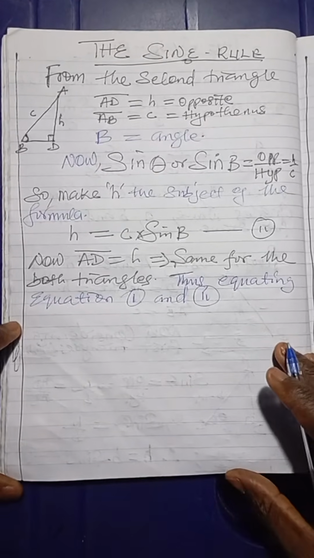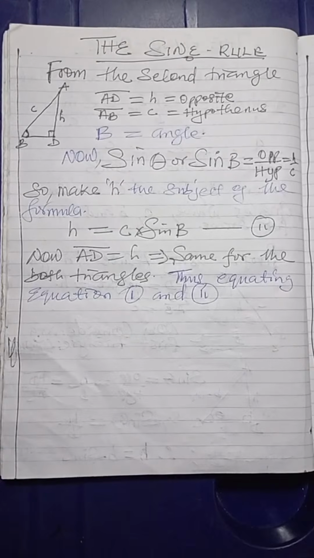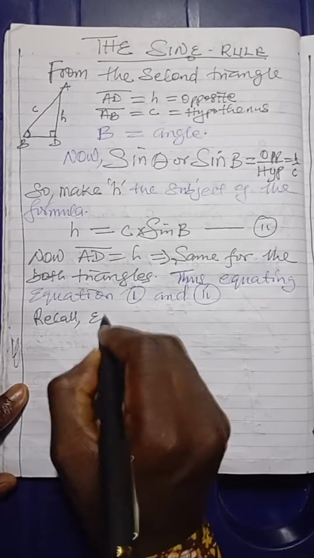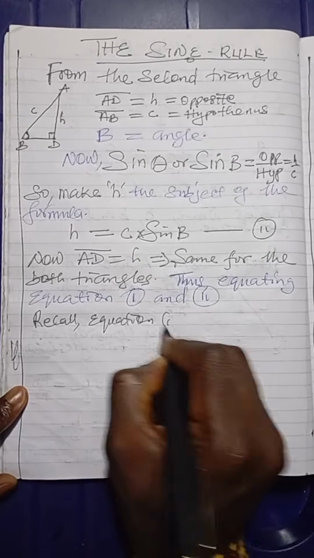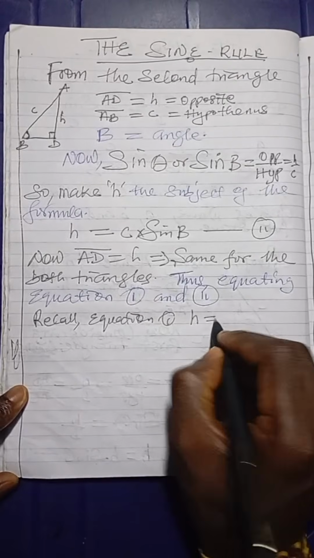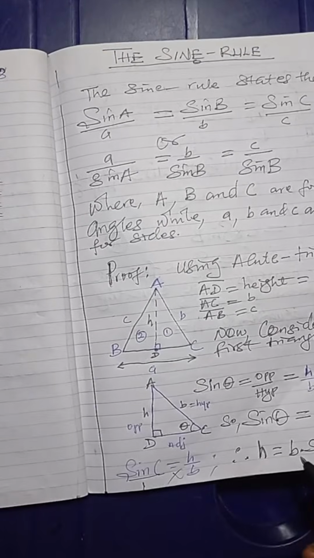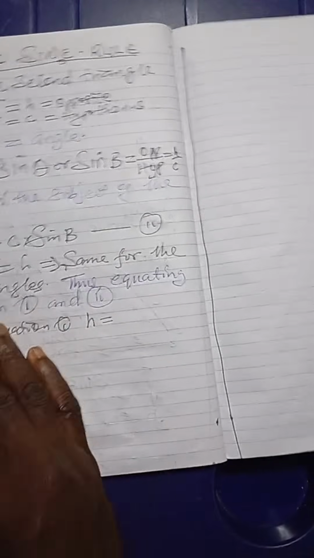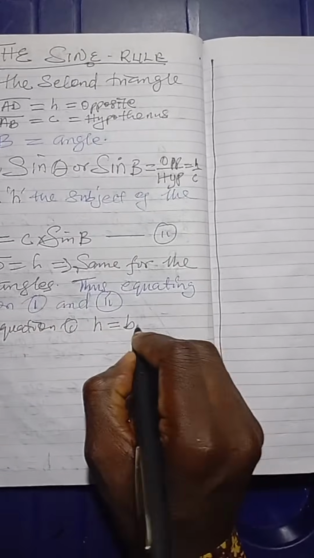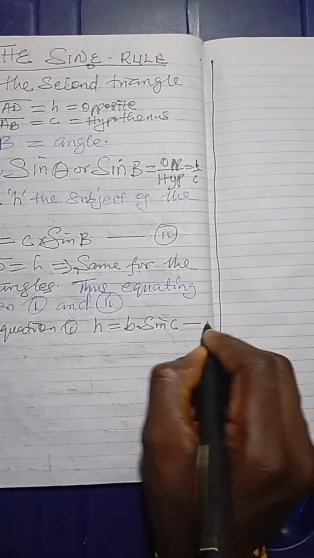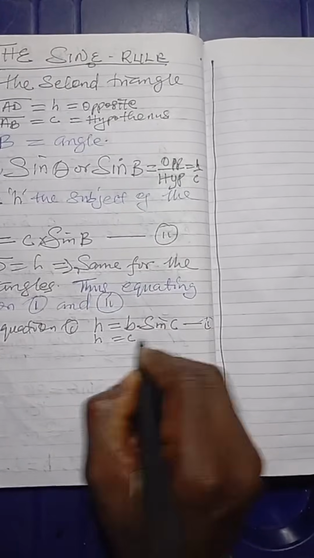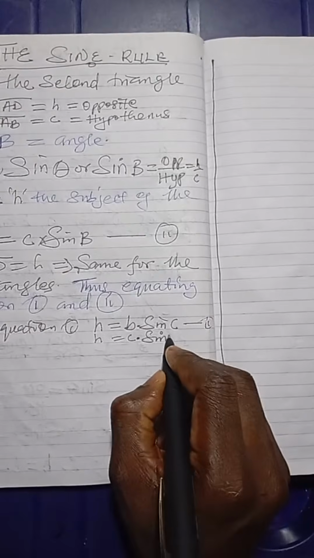So who can tell me our equation 1? Can you still remember? Recall equation 1, we had H is equal to, see it here, B multiplied by sine C, okay? B multiplied by sine C. So we have H is equal to B multiplied by sine C, whereas equation 2 still has H is equal to C multiplied by sine big B.